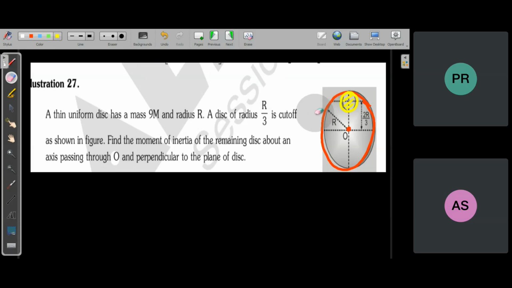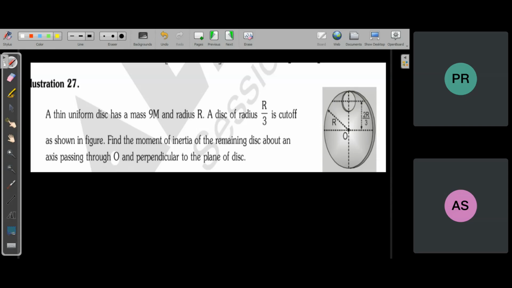Sir, how to locate where it will shift? Will the moment of inertia shift towards the center or away from the points? No, I'm not understanding. Speak clearly and loudly. Take the microphone closer to your mouth. So the moment of inertia will shift towards the center point.